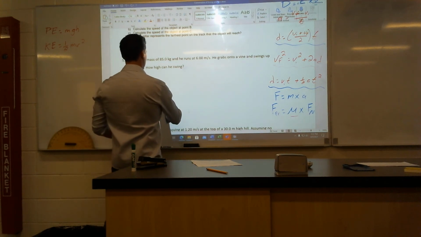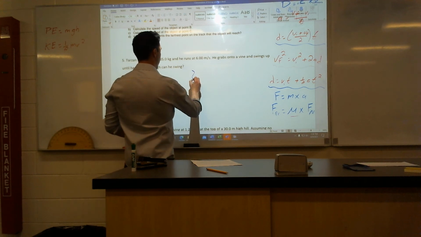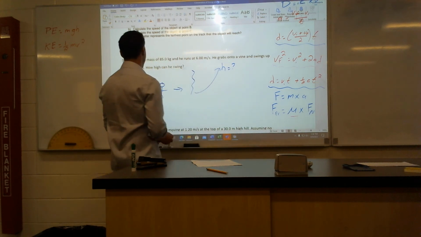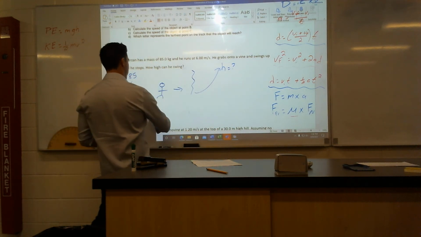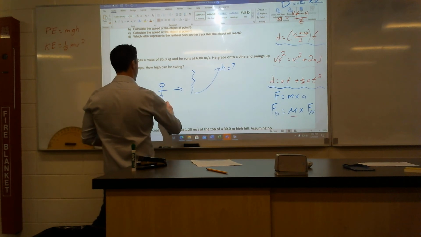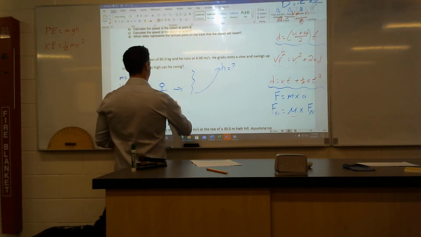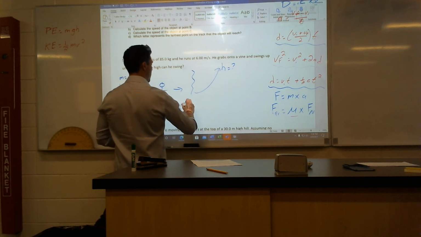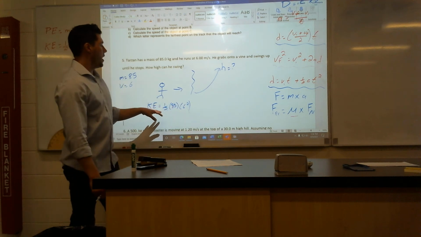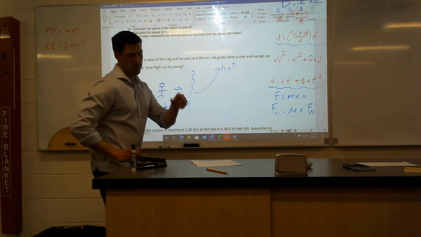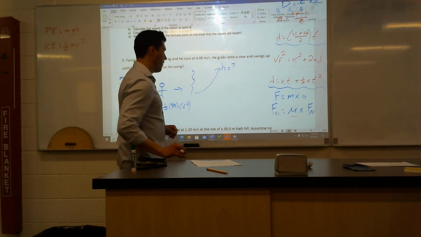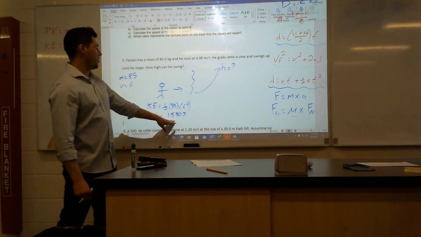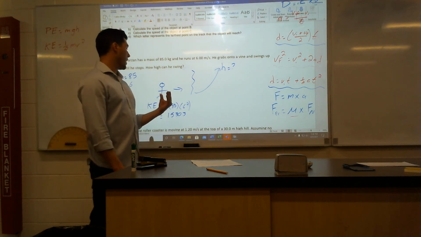So we have Tarzan running this way, finds a vine and he's going to swing up to a certain height. Let's find my kinetic energy first. Kinetic energy equals 1/2 mass 85, velocity 6 squared. So 36 times 85, and half of that is 1,530 joules. That is going to be the kinetic energy that he's running with.